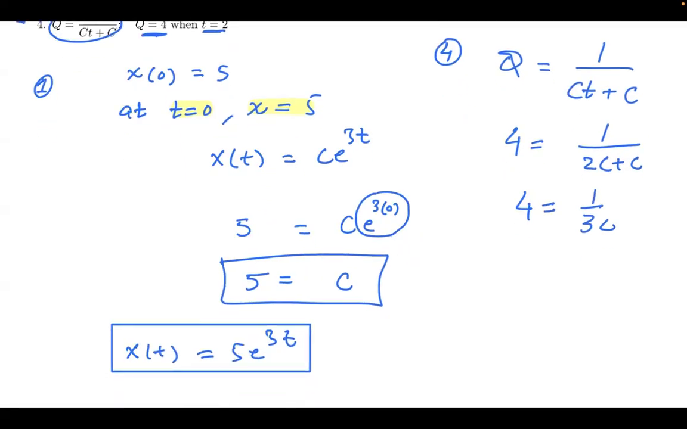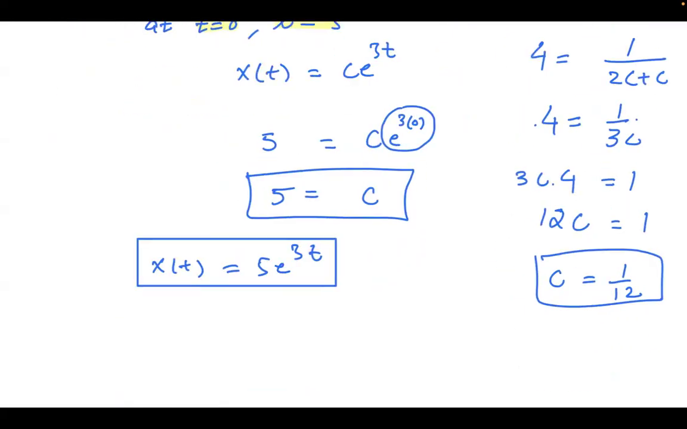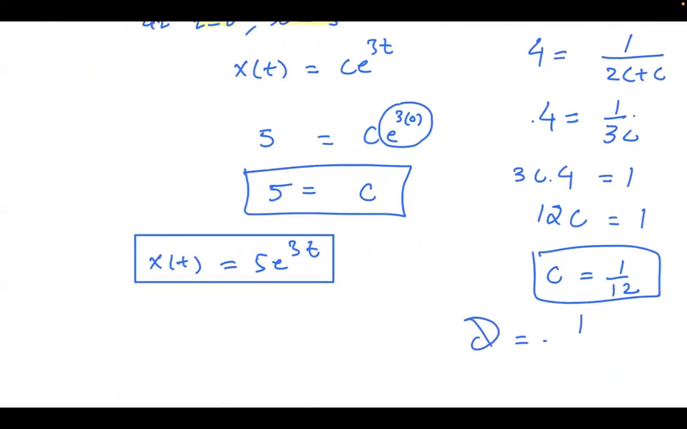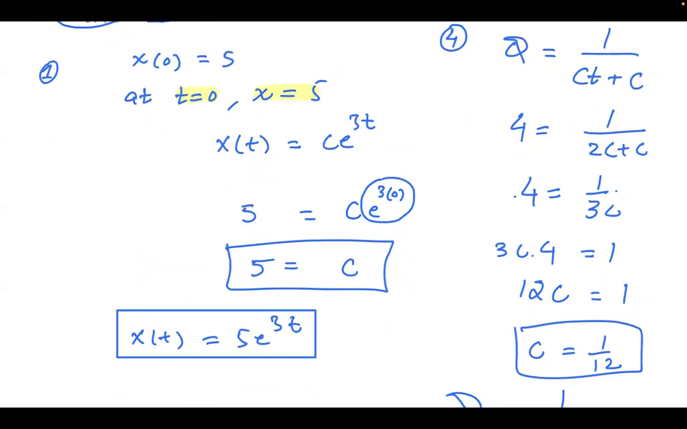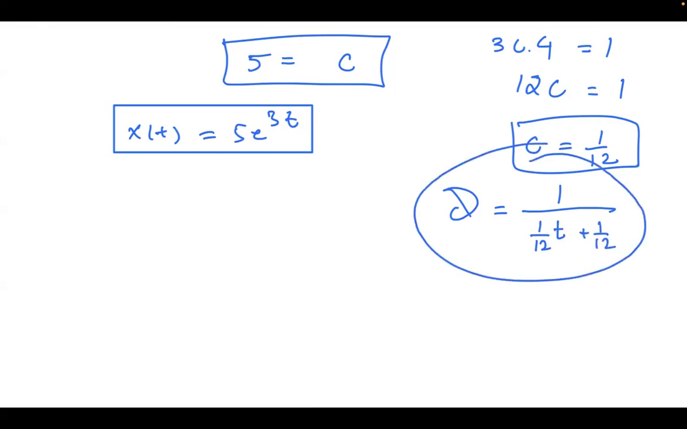So what am I doing? I'm multiplying 3c on both sides. So this will be 3c times 4 is equal to 1, and this will be 12c is equal to 1. I'm dividing by 12 on both sides, so the value of c is 1 over 12. Hence, the particular solution is 1 over, I need to put the value here, c is 1 over 12: 1 over 12t plus 1 over 12. If you like, you can simplify this, but there's no need to do this. Okay, so this is the value of c.